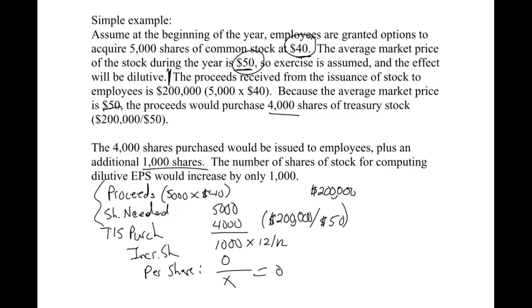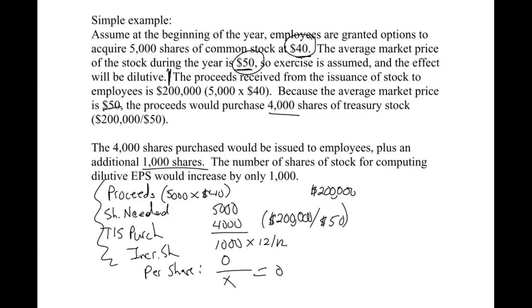These steps right here apply anytime I have an option or warrant. I could have changed this problem to say warrants, and we would have done it the exact same way, so it does not matter. Make sure you're clear on this. Practice a few of these. We'll look at a few more, and then we'll put them all together into one bigger problem where we do have multiple potentially dilutive securities. So this is the treasury stock method for how we deal with options and warrants.